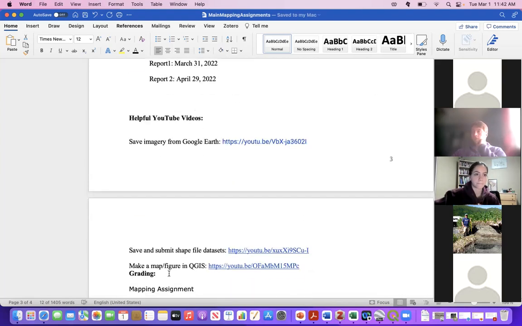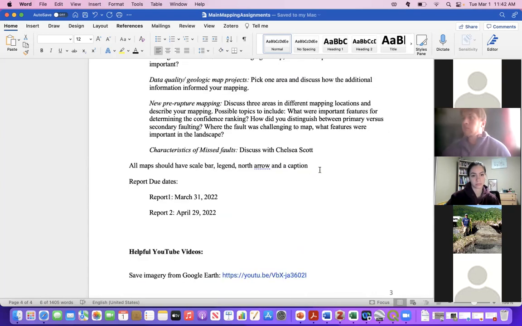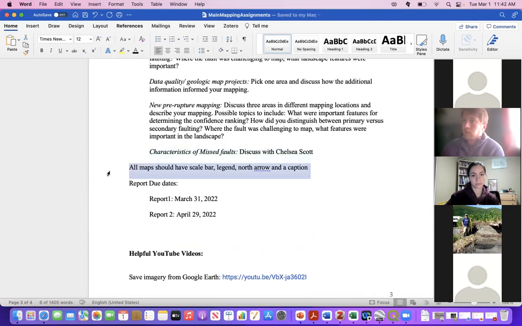So we have a list of YouTube videos that may be helpful: how to save imagery from Google Earth, and I'll go over this next time. Save and submit shapefiles, which I believe you're all experts at now. And then Rachel just made this video about how to make this map with all of these features that you need in QGIS.